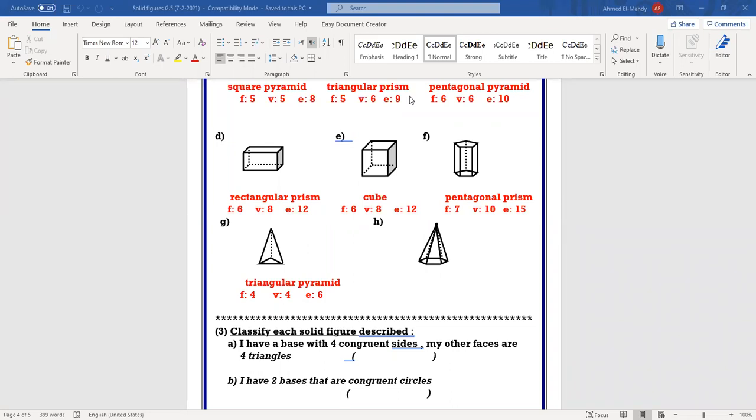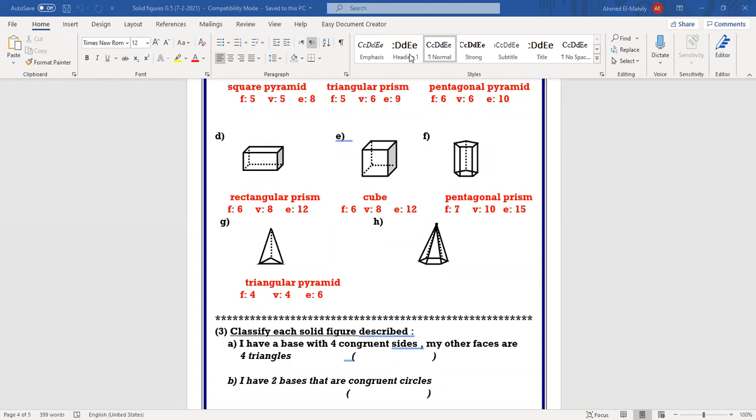For example, if the base is rectangle, it will be rectangular prism or rectangular pyramid. If the base is pentagon, it will be pentagonal prism or pentagonal pyramid. And the cylinder is a solid which has two circular bases. The cone has one circular base and one vertex, and the sphere has no faces, no bases, it's only curved surface.